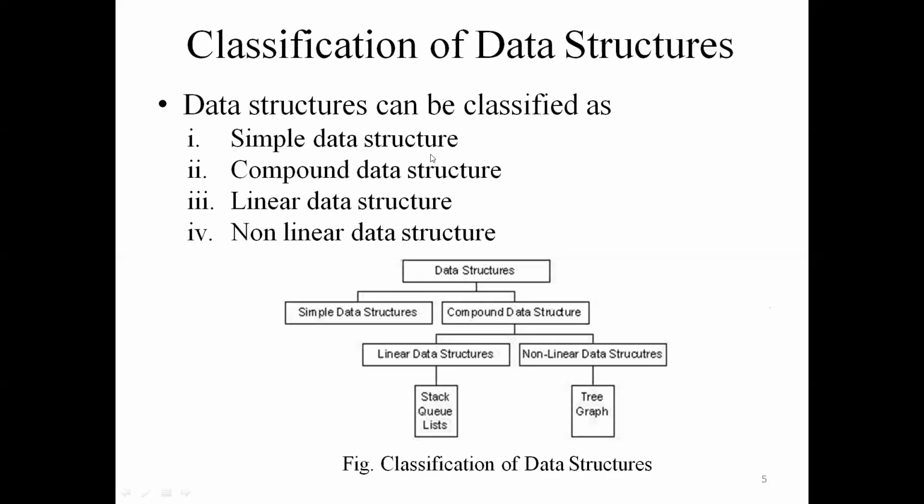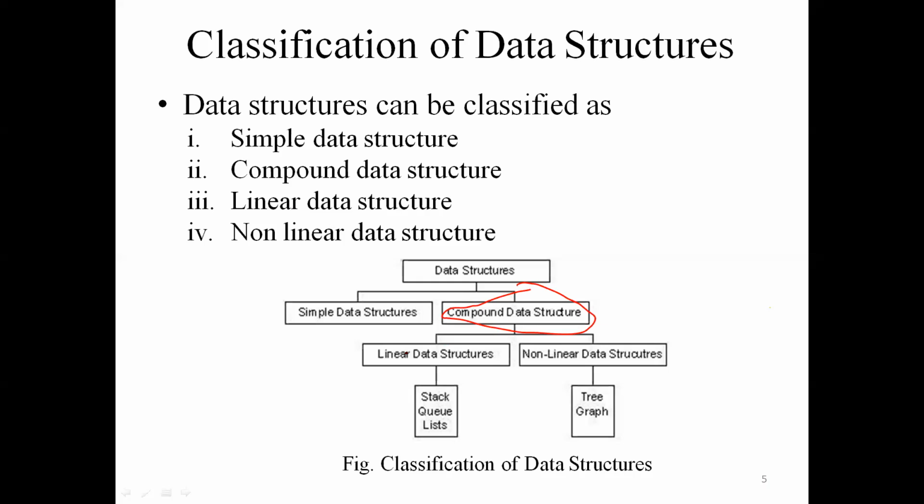So, simple data structures and compound data structures. Compound data structure is nothing but what? A combination of more than one data type. One, two or many are called compound data structures. That is okay, fine.